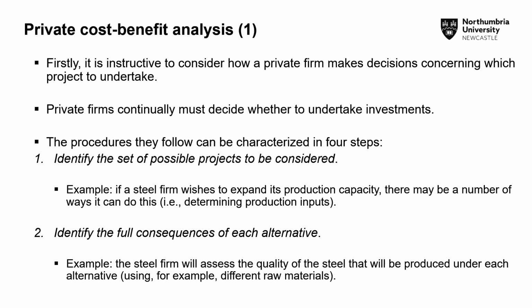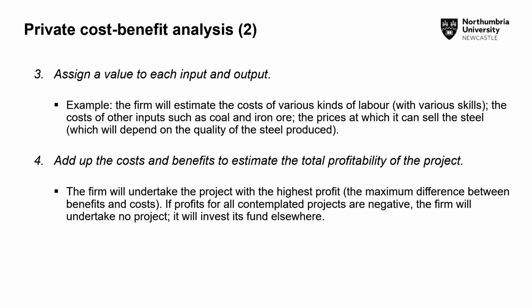First of all, you need to identify the set of possible projects to be considered. So, for example, if a steel firm wishes to expand its production capacity, there may be a number of ways to do it. Which way is the best? So that's what we need to look at. We then need to identify the full consequences of each alternative. So which alternative is best? We can quantify that using monetary values. And that leads us to the third point.